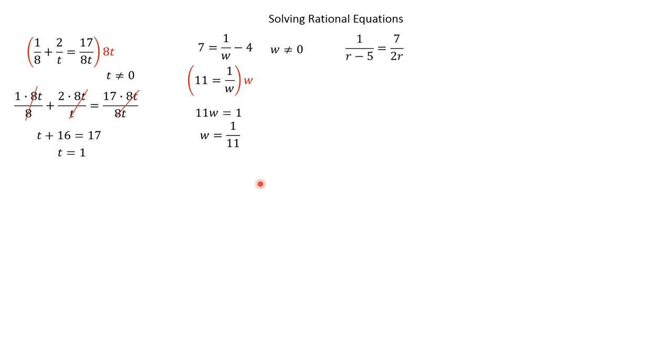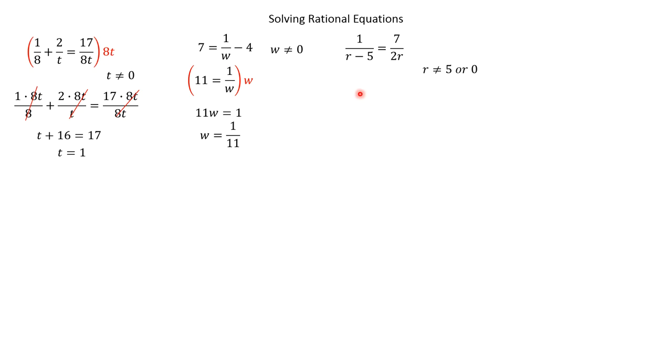Let's look at another one. We're just going to look through a few examples here because it's computational. Here we have 1 over r minus 5 equals 7 over 2r. And we need to first figure out what r can't equal. Well, over here, r can't equal 5, because that's what would make it 0. And here, r can't equal 0, so r can't equal 5 or 0.